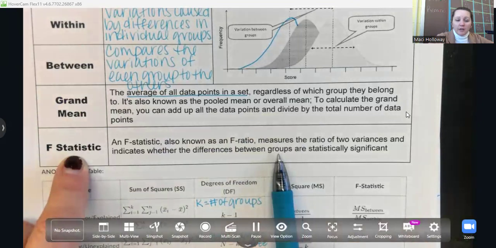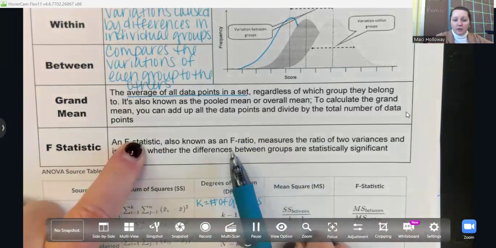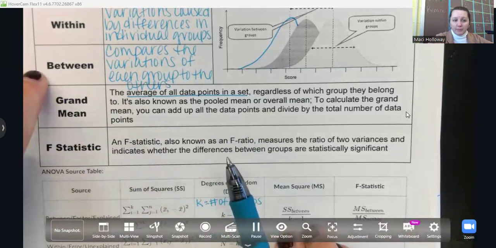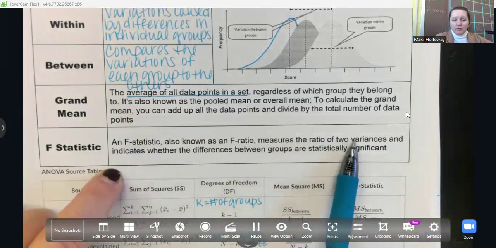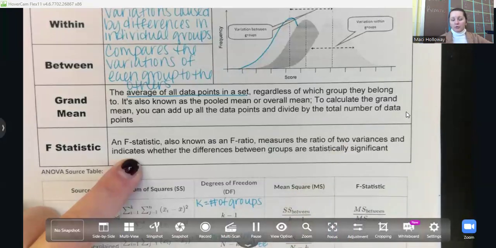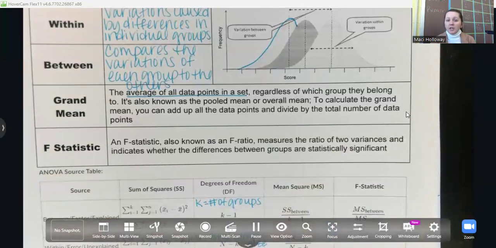And then here's our final word that I want to discuss, the F statistic. An F statistic, known as an F ratio, remember we're finding the ratio of between variances and variances within, measures the ratio of 2 variances and indicates whether the differences between the groups are statistically significant. So instead of using a T statistic, we're using an F statistic because we have to use a different critical value. We're not going to be using the T table anymore. We're going to be using an F table to determine what that F critical value is, because we have different types of degrees of freedom here.